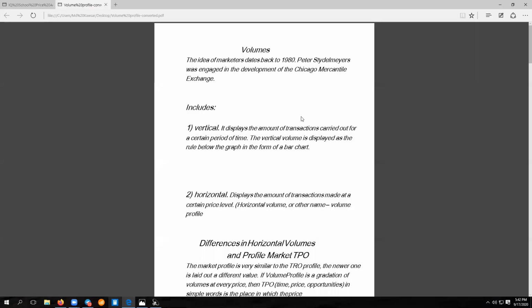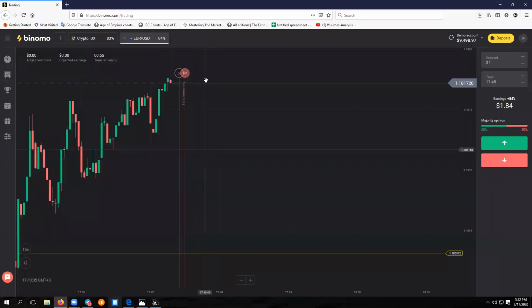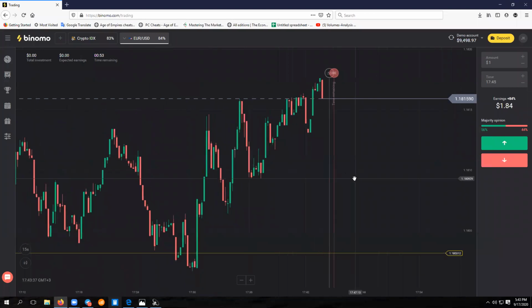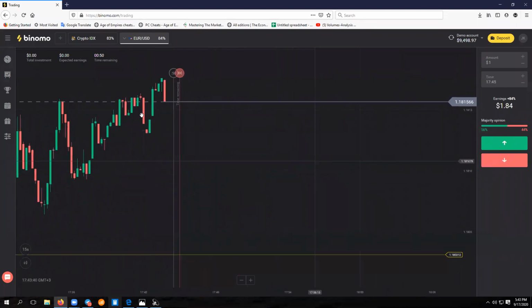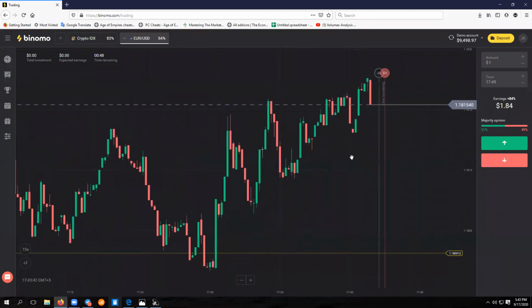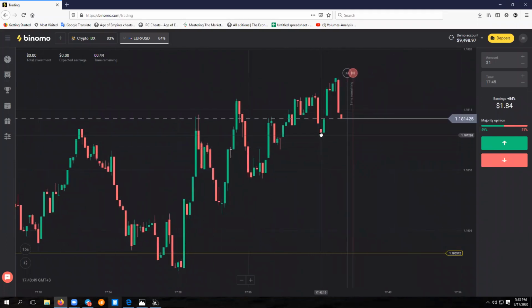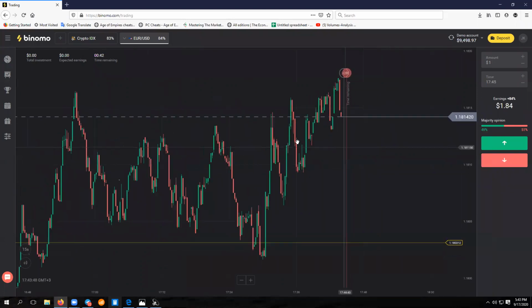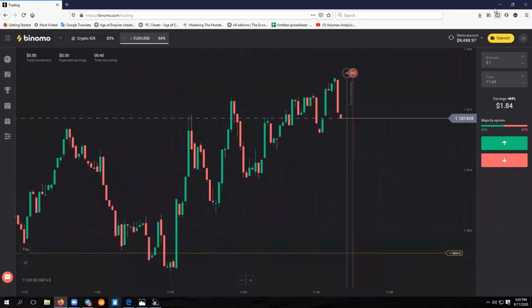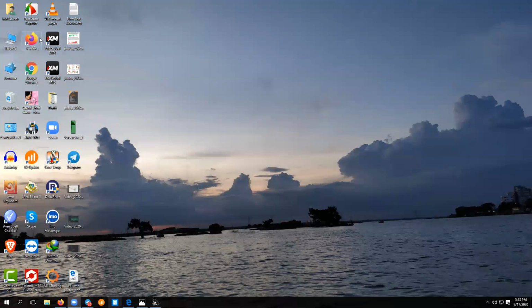Okay. In the volumes, what is the volume? Volume is the quantity of the unit which gives information about how much unit is sold and bought in the market. In the vertical, we are getting two types of volume here. I'm showing you.